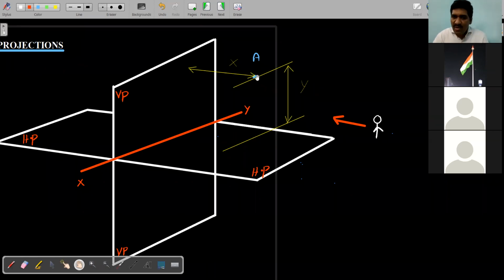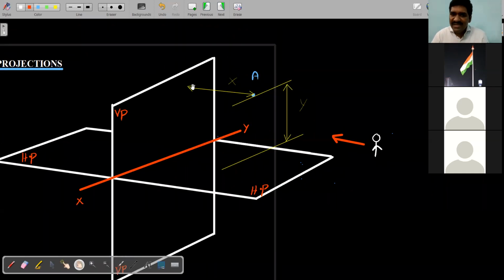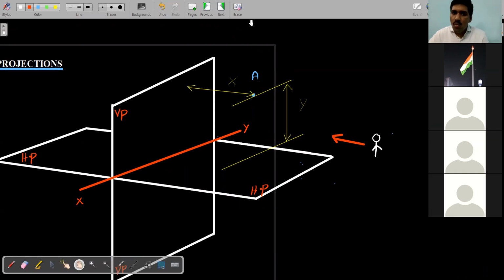What about x? Can you see this distance x, all of you? No, this distance x you can see only in the top view. For example, this is my body, right? And you are standing in front of me. So if you stand in front of me, definitely you can see the height of my body. Is it or not? But can you see the distance behind my body from the wall?